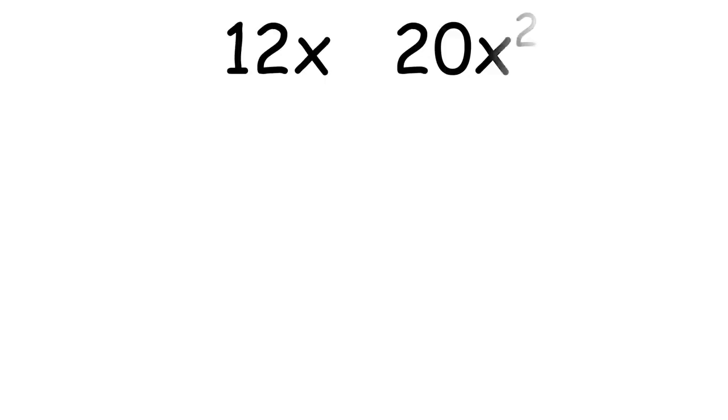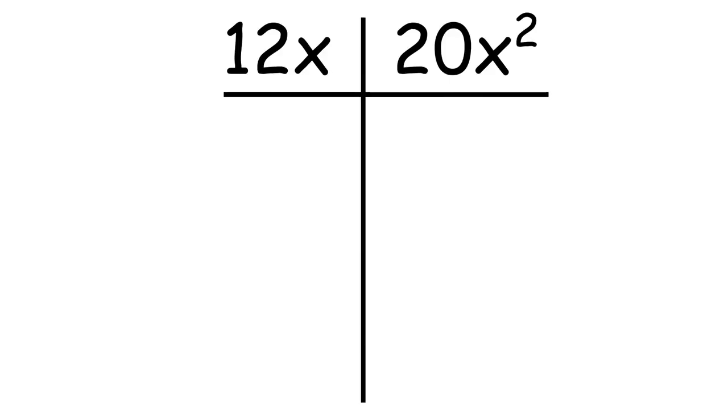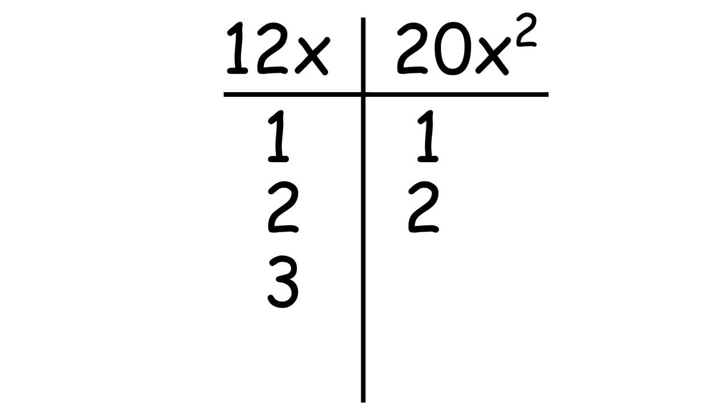Now let's try two terms that include variables, 12x and 20x squared. First, let's focus on the coefficients, 12 and 20. 1 is a common factor for both of these. 2 is also a common factor of 12 and 20. 3 is a factor of 12, but not of 20. But 4 is a common factor. In fact, it's the greatest common factor.